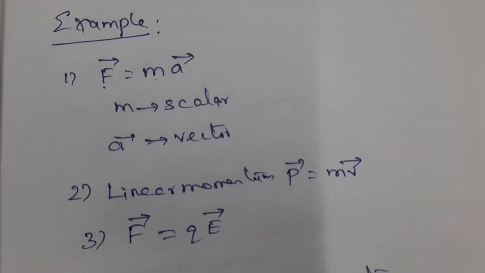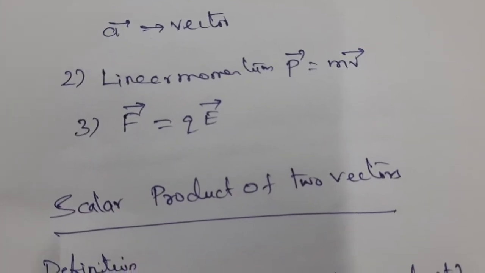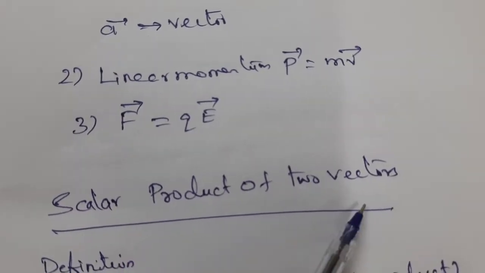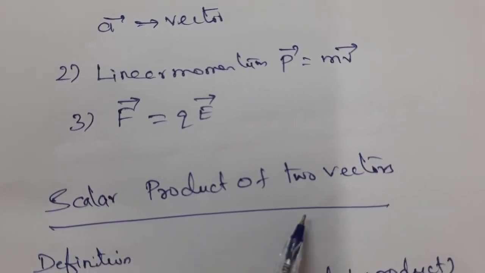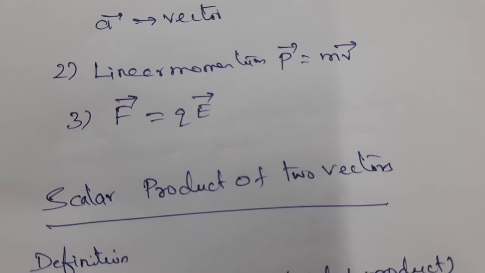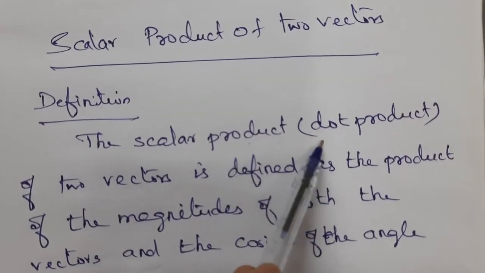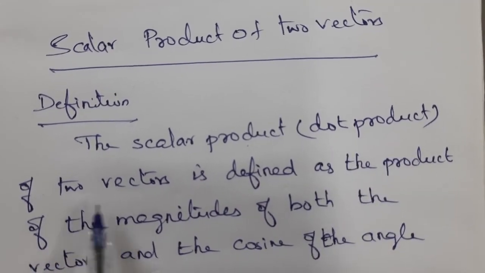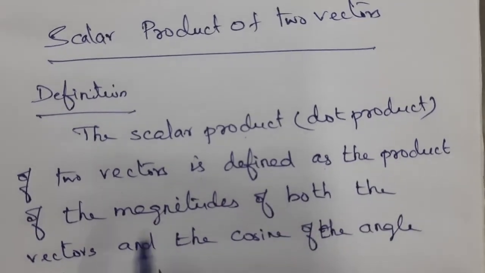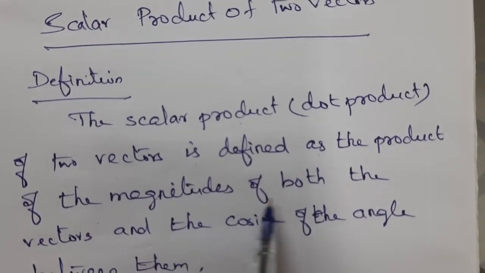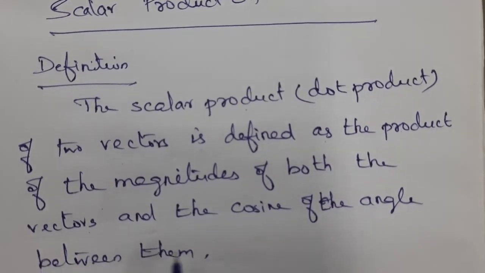Let's see scalar product of two vectors. Otherwise we can call it the dot product of two vectors. Definition: the scalar product or dot product of two vectors is defined as the product of the magnitudes of both the vectors and the cosine of the angle between them.